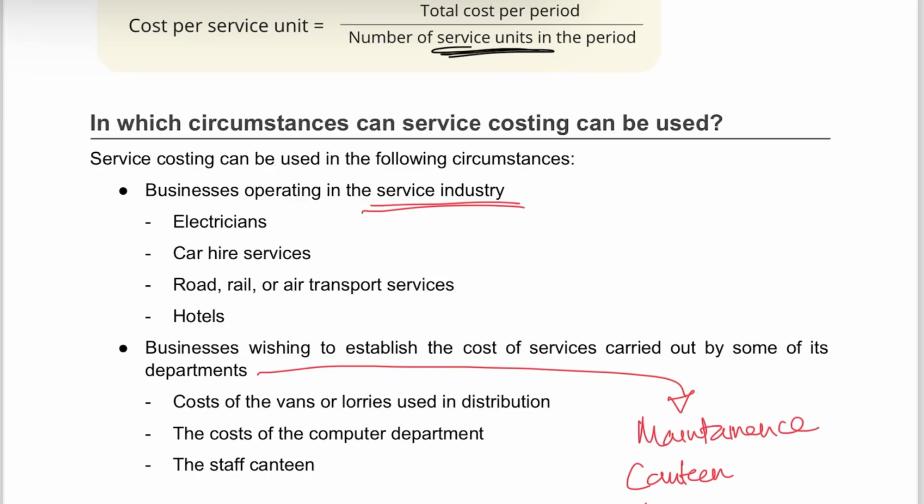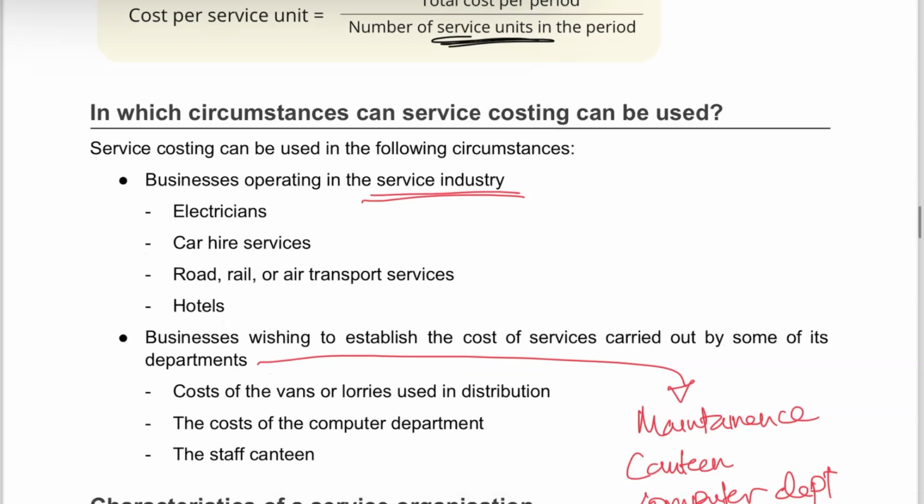So examples are given here. For an example, the computer department of an organization, even in manufacturing organizations, or the distribution department of a manufacturing organization. It's a service. So these are the two instances where we will use service costing: either when the product itself is a service, or when there is a service given within the company or the organization.